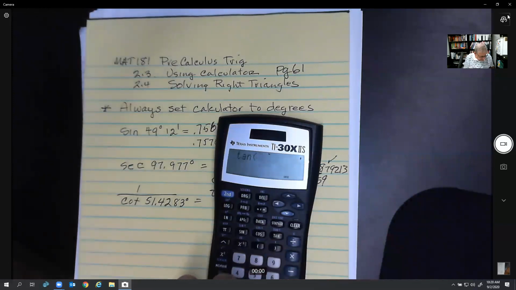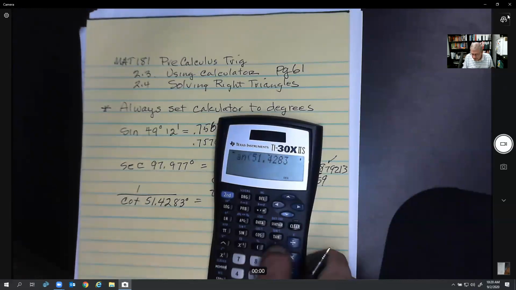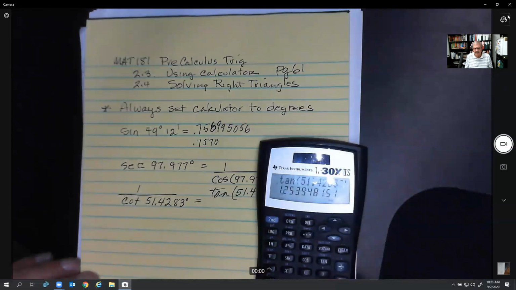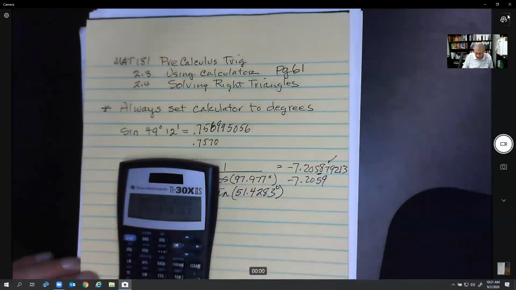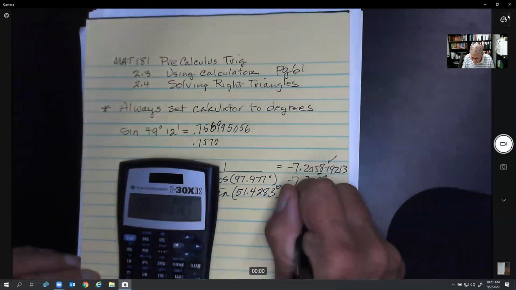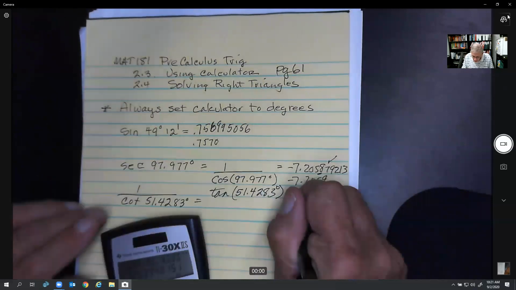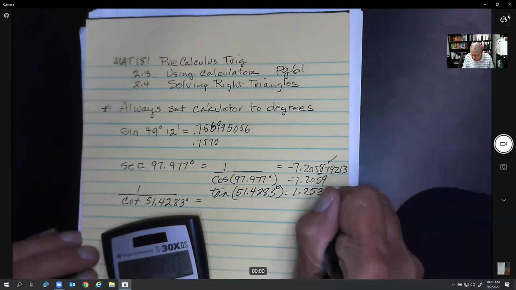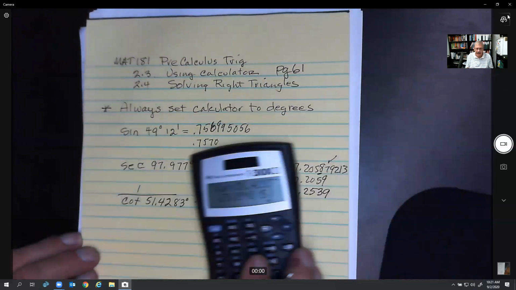Tangent, where was my problem? 51.4283 parentheses equals. Don't have to hit the degree sign because it's already set to degrees. So what did I get? I got 1.2539. I'm going to just stop right there. Okay.